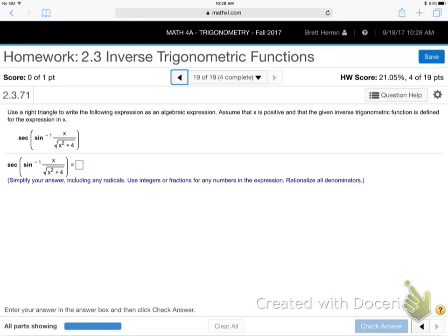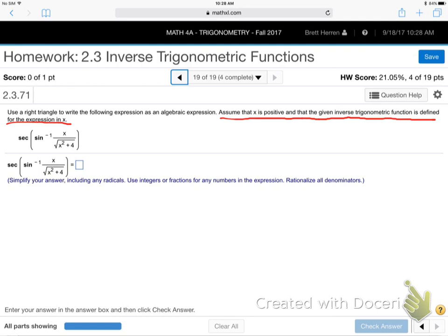So number 19. Secant of sine inverse. Yeah, your question is a really good one. Let me say better what the answer is, because you said, well, if it's in the zone. Look what they're saying right here. They're saying, assume that x is positive and that the given inverse trig function is defined for the expression x. So they're saying, assume it's in the zone. That's what they're basically saying. Because you're right, we'd have to assume it's in the zone.